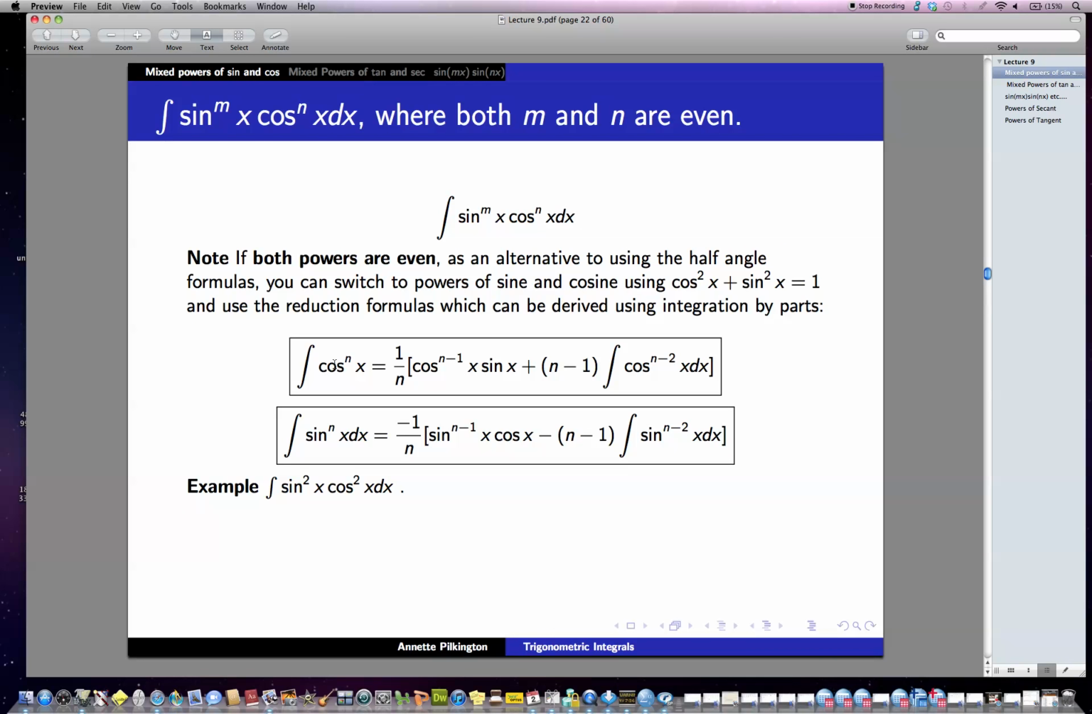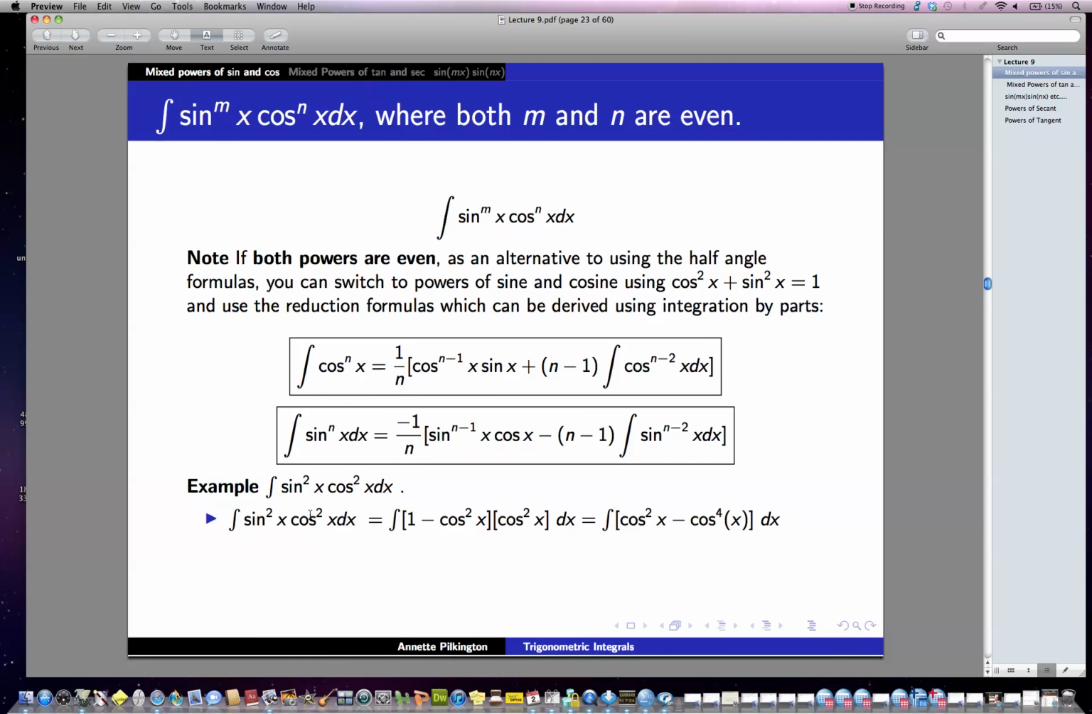We saw in the last lecture that using integration by parts, you can prove that the integral of cosine to the n is given by this formula, which reduces the problem to integrating cosine to the n minus 2. And we have a similar formula for the integral of sine to the n. I could use this to integrate sine squared times cosine squared.